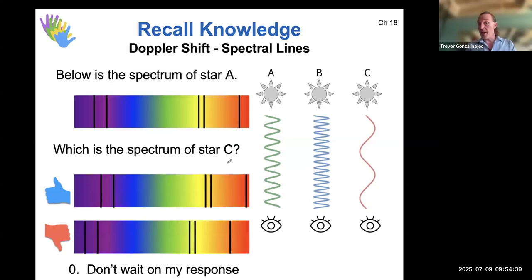So which is the spectrum for star C? Below is the spectrum of star A. This one corresponds to the star that's at rest. It's like the reference spectrum. Then we're given two options of spectra that have been shifted, and we're asked which one must correspond to star C, the one that you just correctly identified is moving away from us. So which is it? The one on the top, which is thumbs up, or the bottom one, thumbs down.